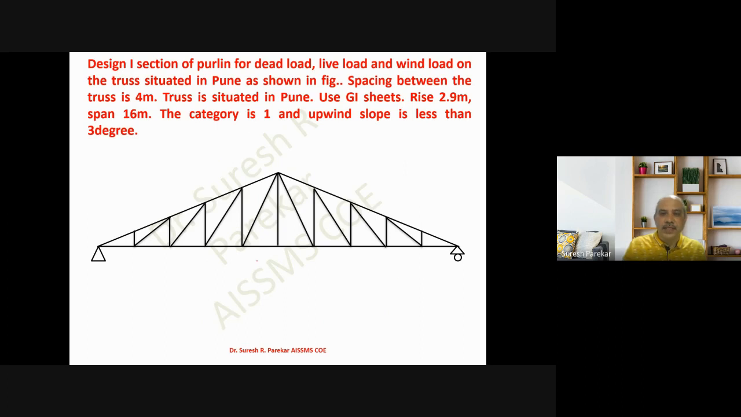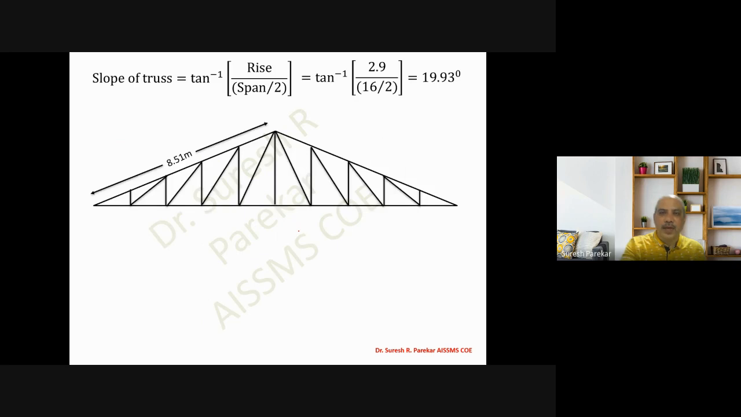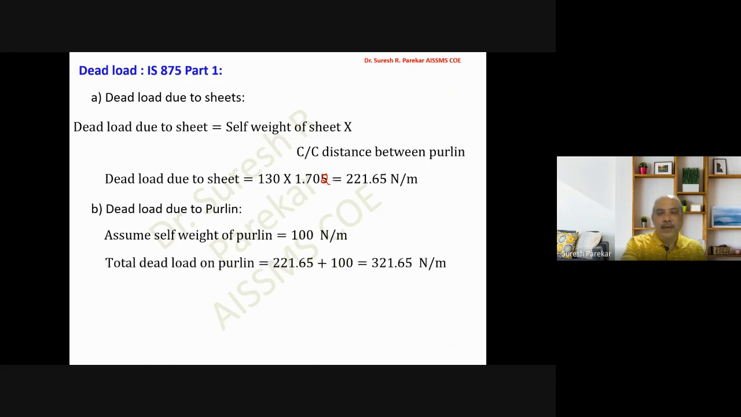We have this as 16 meters total and this is 2.9 meters. From this we have calculated the slope 19.93. Already you have seen this. Hypotenuse we have 8.51, and then this is 1.702, and this is 1.702. And then we will get it as 221.65. Then dead load of purlin we have 100 Newton per meter, and then we have this value as 321.65 Newton per meter.